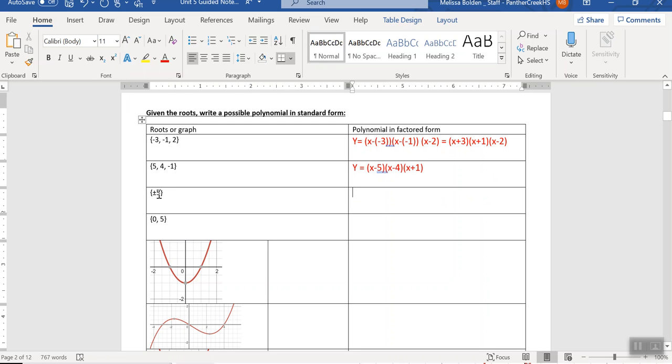Okay? Now this one says, what is this little symbol? This means plus or minus. So that means that we have two factors. One is plus 5 and the other one is -5. So we would write y is equal to, the first factor, minus 5 would be x plus 5. The second factor, the positive factor, would be x minus 5.